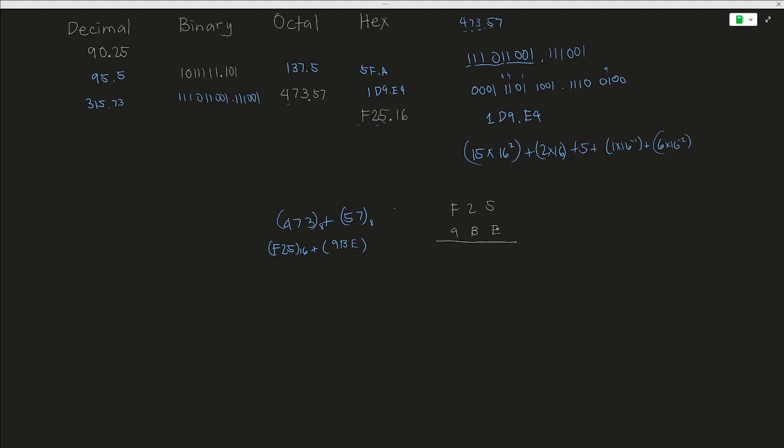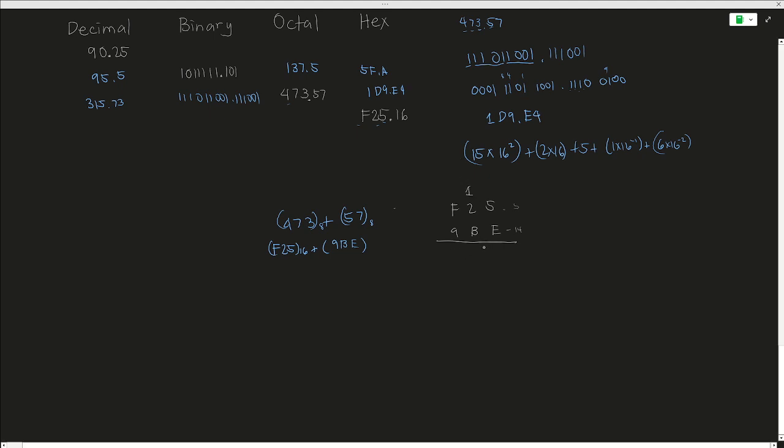Okay. So, yung E natin, of course, this is 14. 14 to. And yung 5 natin is 5. So, 14 plus 5 is 19. But since sobra siya ng 16, I will carry 1 here and subtract 16 kay 19. So, I get 3.